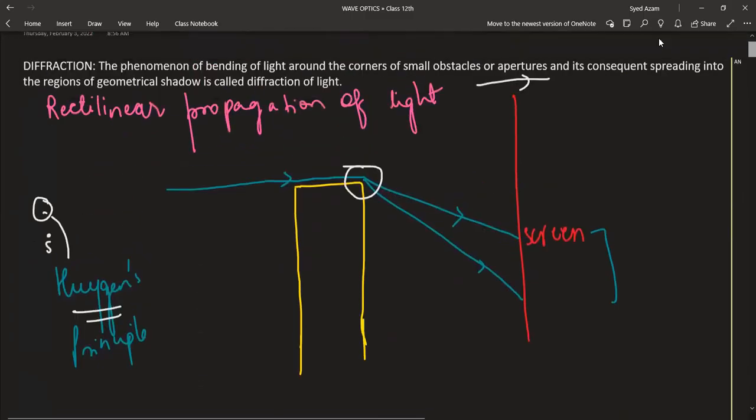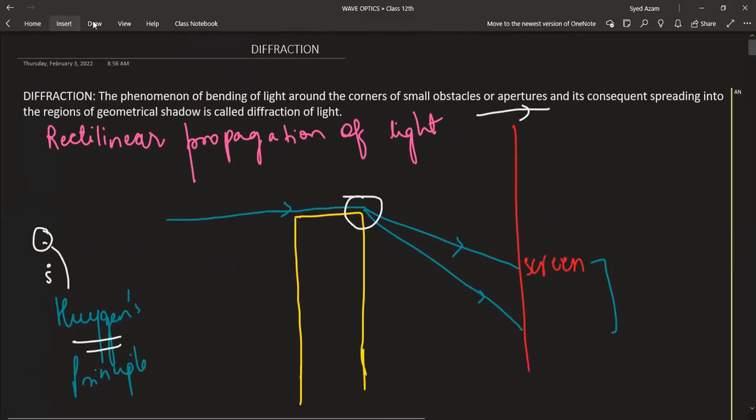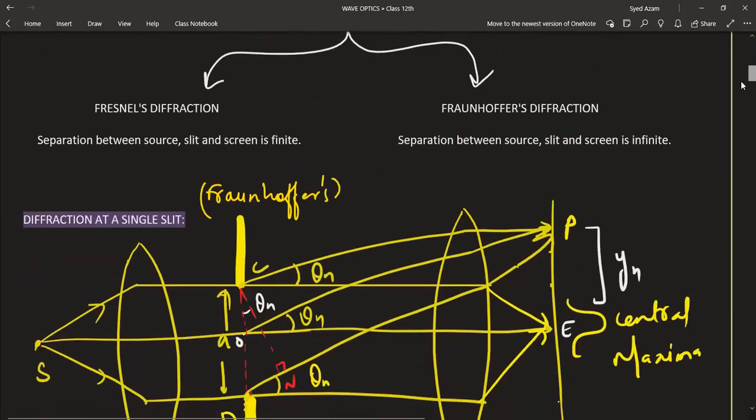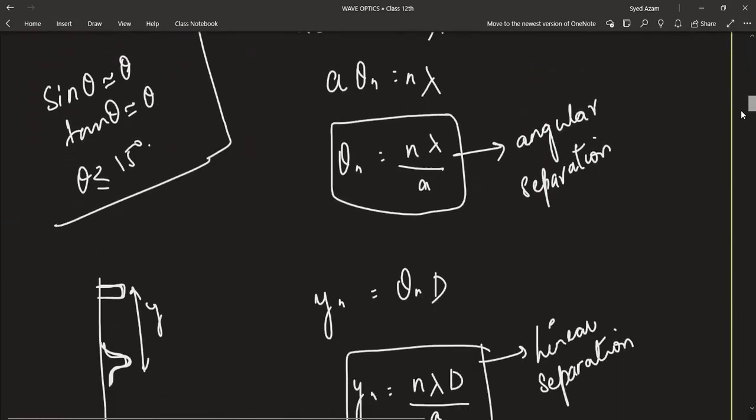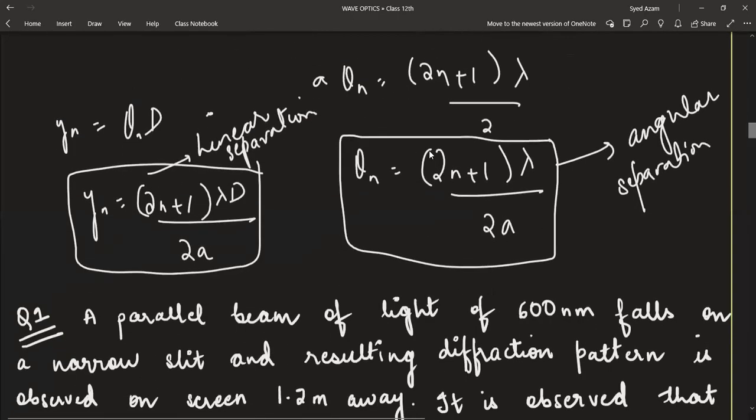So in diffraction, what was diffraction? It was just the bending of light rays around the corners of small obstacles or apertures. That region of geometrical shadow which is produced is because of the process of diffraction. Again here, the derivation is also not of much importance, but you have the final conclusions which have to be remembered by you.